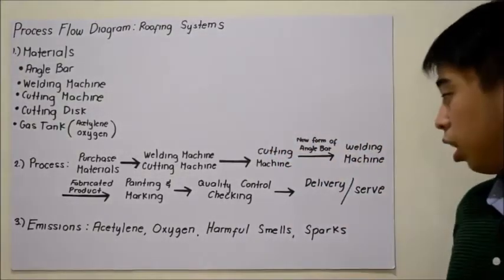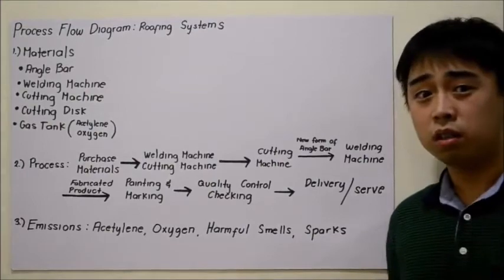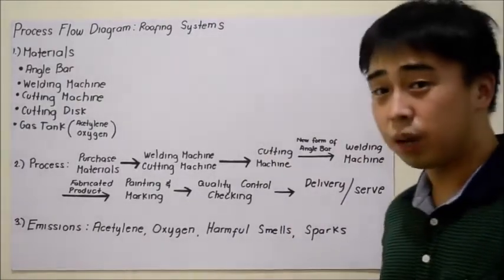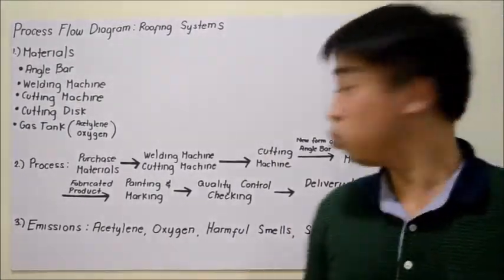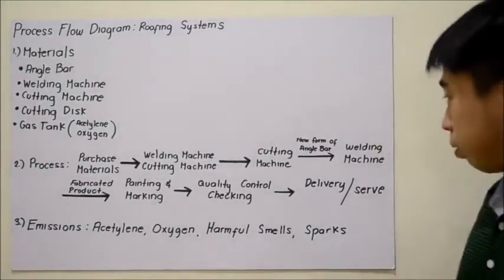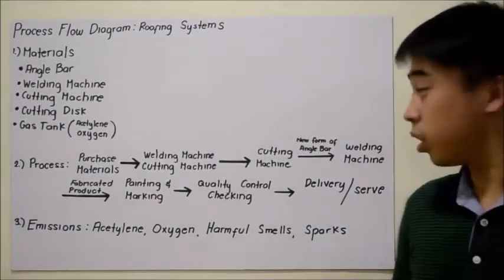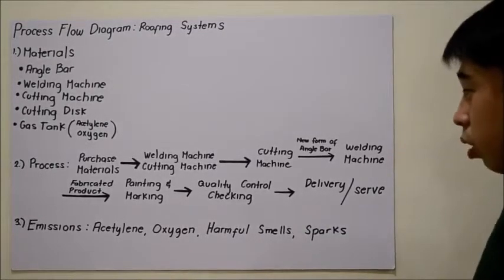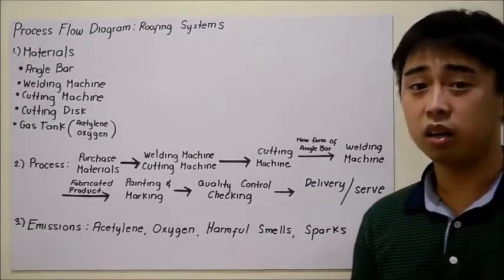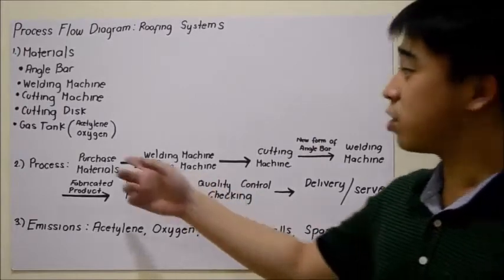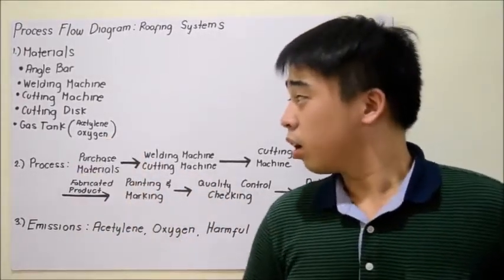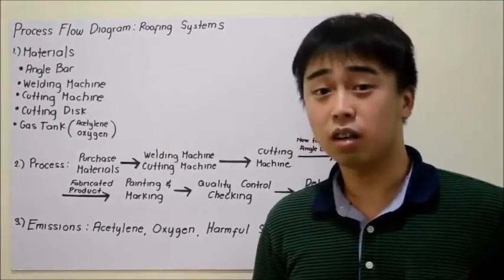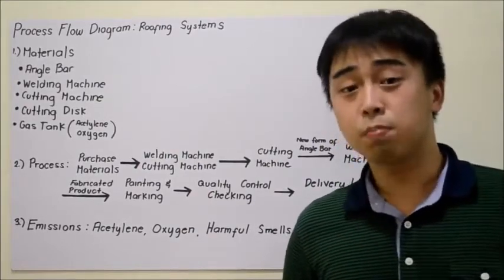And if the place where the material was built is far from the place where it should be installed, it will be delivered, of course. But if it's just in the place where it will be installed, it will just be served. Alright. For the storage of waste materials, we need to store our waste materials properly. Just like what I said, the gas tank. If the gas tank is empty, it still has small residues of acetylene and oxygen. It should be disposed of properly.